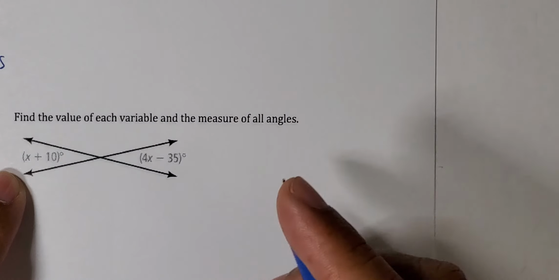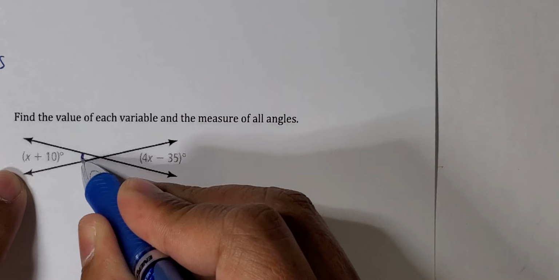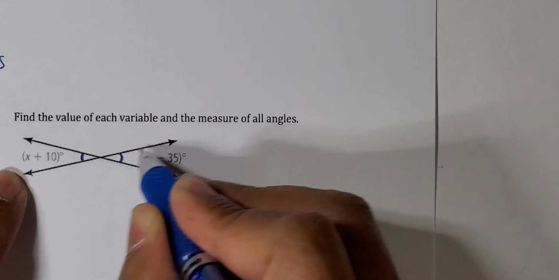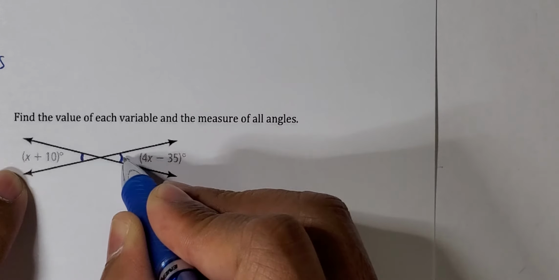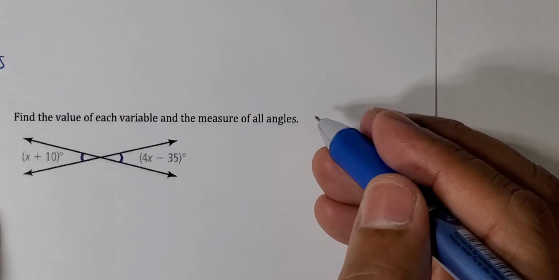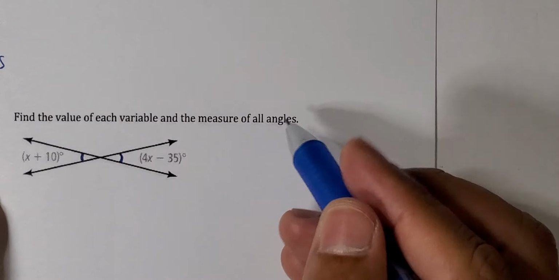So first of all, from the first page again, I see that this angle is opposite to this angle, which means when these two lines intersect, these angles are opposite to each other, so that makes them vertical angles. So I'm going to use the vertical angle theorem here to help me find the value of x and then find the measure of each one of the angles.